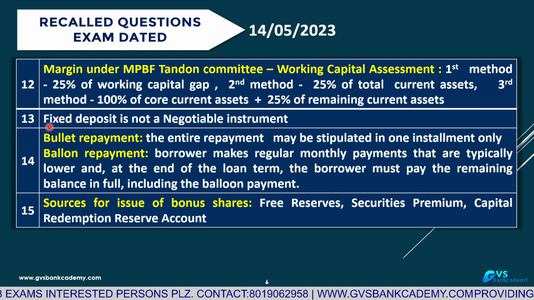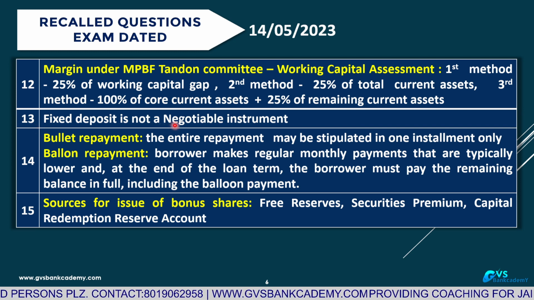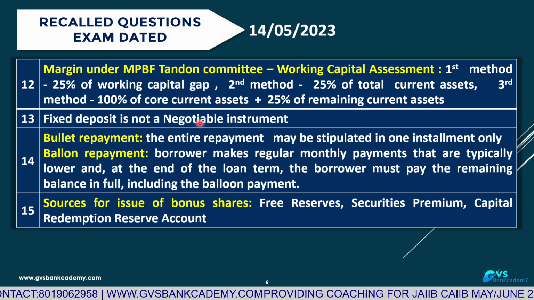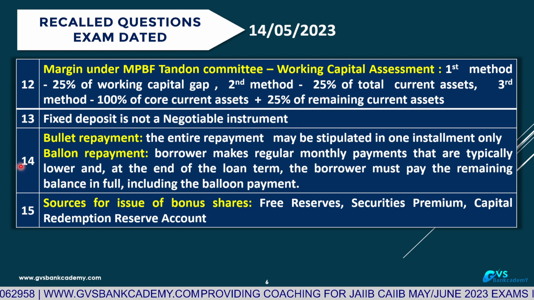Then 13, a fixed deposit of a bank is not a negotiable instrument. It is not transferable from one party to another through endorsement and delivery. That's why it is called not negotiable. What are the negotiable instruments? Promissory note, bill of exchange, cheque, quasi-negotiable instruments, money market instruments. These are transferable, negotiable instruments in the market.